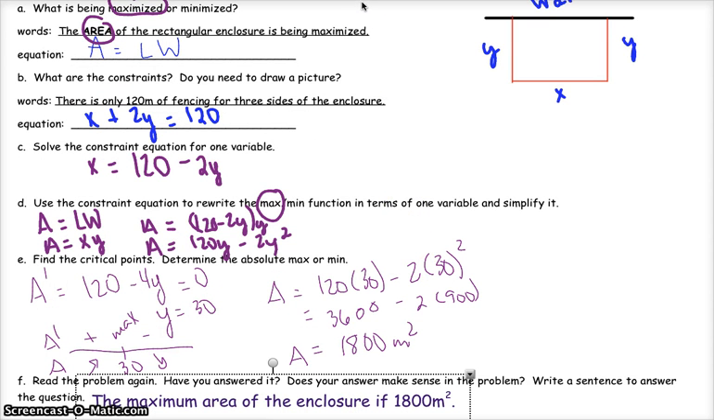All right, so let's see how you did here. The derivative of A is 120 minus 4Y, and we have a critical value at Y equals 30. So I'll place that on a number line to complete the first derivative test, just to confirm that it was a maximum, not a minimum. And the number line test with the first derivative does show that it's a maximum. So we have a maximum at Y equals 30.